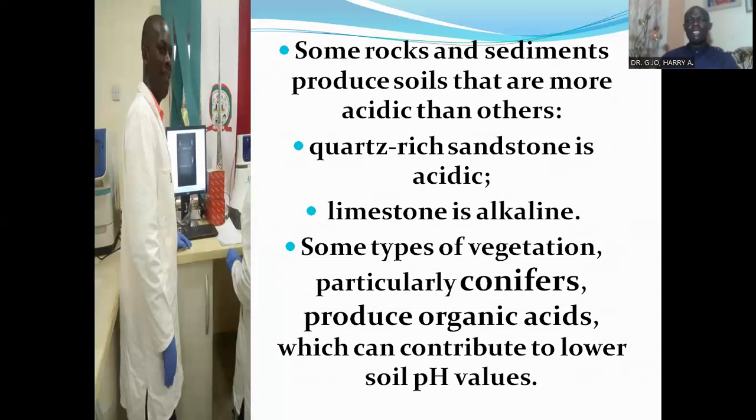Some rocks and sediments produce soils that are more acidic than others. Quartz-rich sandstone is acidic. Limestone is alkaline. Some types of vegetation, particularly conifers, produce organic acids, which can contribute to lower soil pH values. Conifers, like whistling pines and others, tend to produce organic acids that affect the soil pH and make the soil acidic.